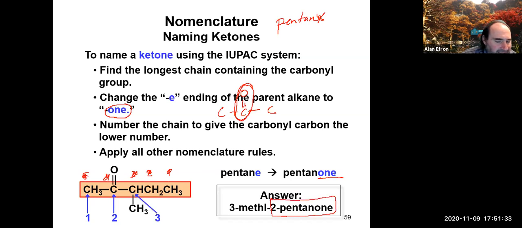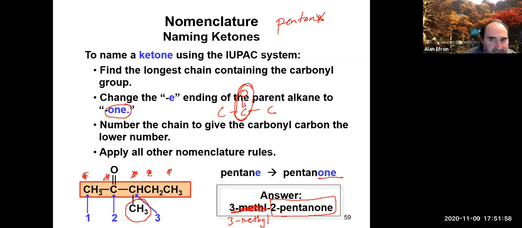So 2-pentanone means we have a ketone, and at carbon number 2 is where the carbon-oxygen double bond is located. And the only other group that we would have on this particular one here is a methyl group at carbon number 3. So this is 3-methyl. I feel like I missed a letter there. Let's try that again. Methyl, missing the Y.